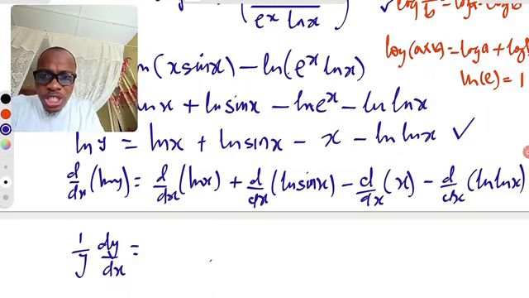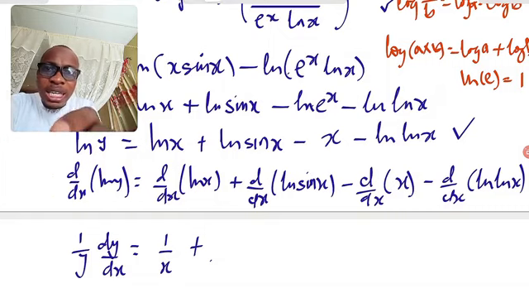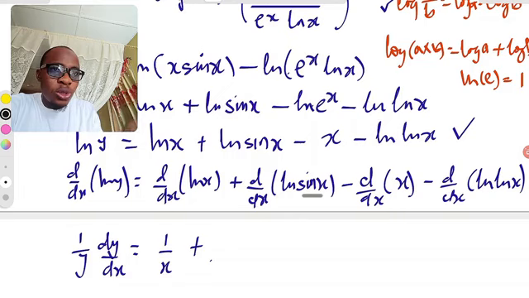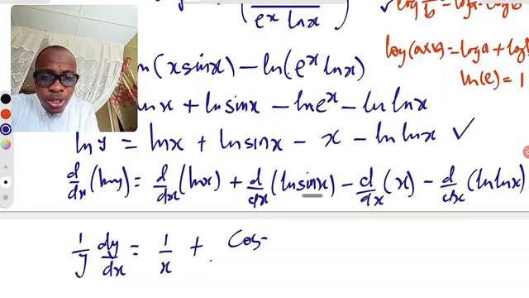All right, so here d/dx of ln of x is going to be 1 over x, plus here d/dx of ln of sine x. I've already told you up there that when you have ln of a, the derivative is 1 over a times the derivative of a. It means that we are going to differentiate sine x. If you differentiate sine x, you're going to have cos x.